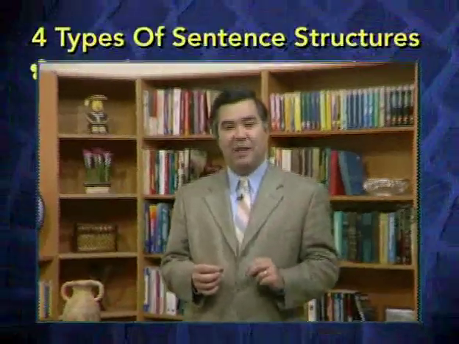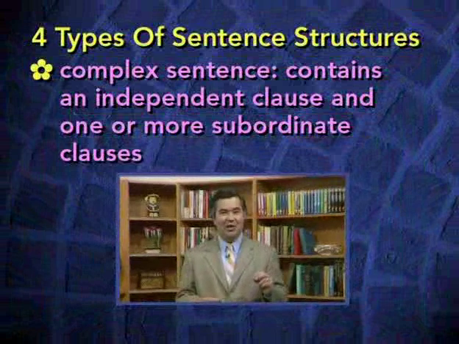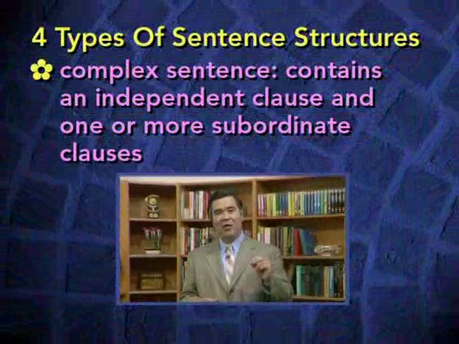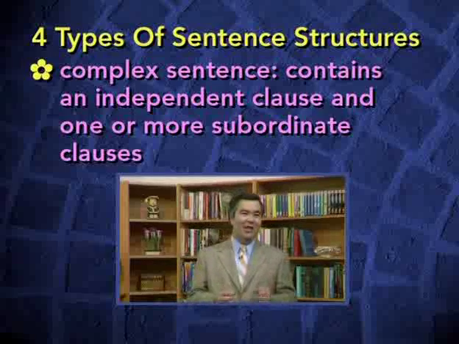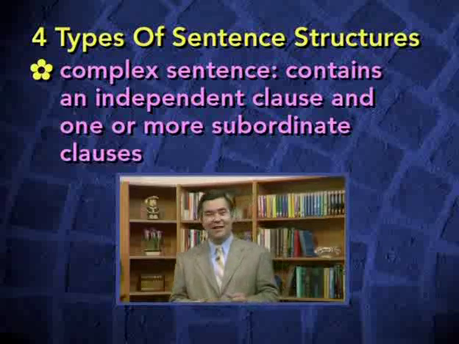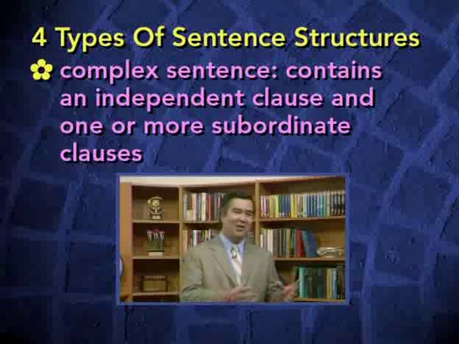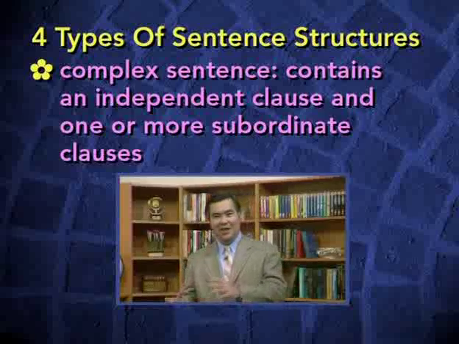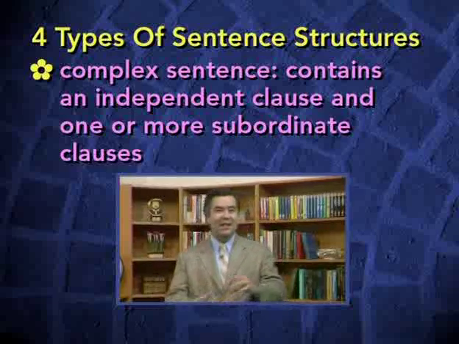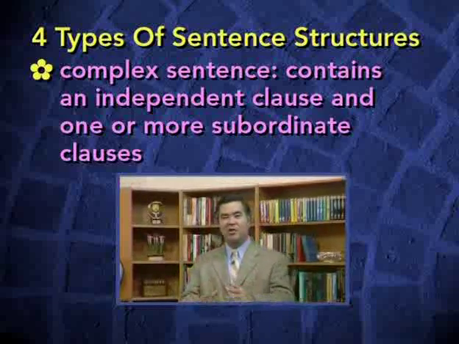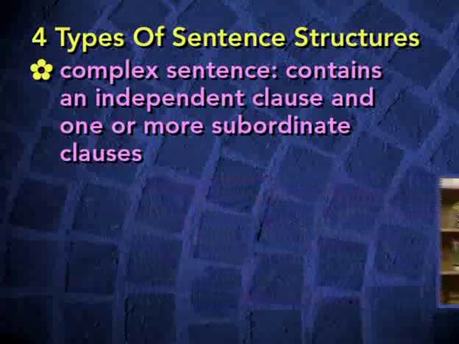Now for the third type. A complex sentence contains an independent clause and one or more subordinate clauses. Now remember, the subordinate clause cannot stand alone as a sentence. However, it works perfectly well when it is attached to an independent clause. It normally has a secondary or less important meaning, and it needs the independent clause in order to express a complete thought.